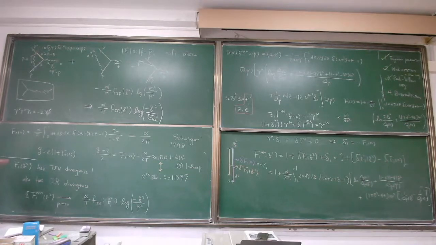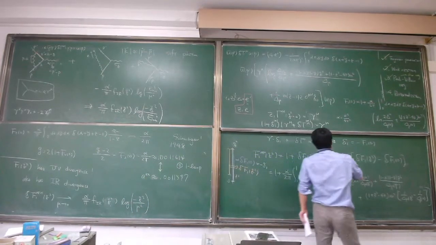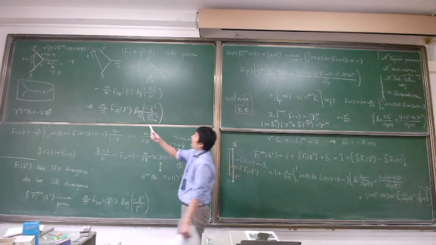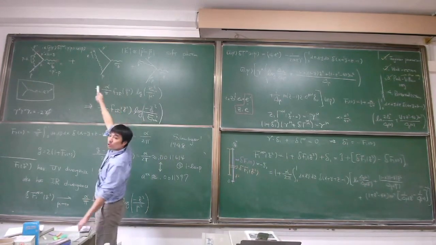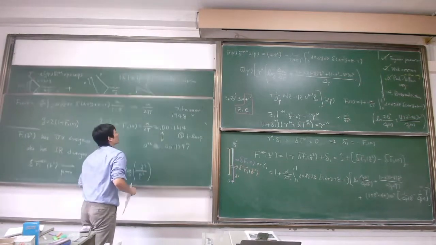So this IR divergence of F1, which we normalize to one, essentially cancels with these two diagrams. That's what I'm going to explain at the beginning of the next lecture.